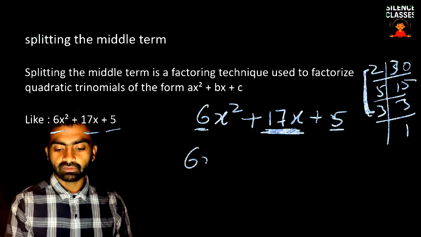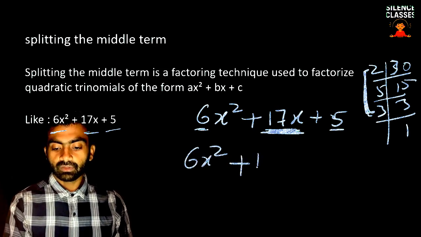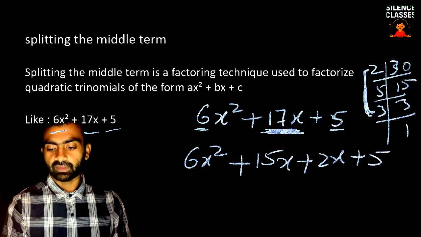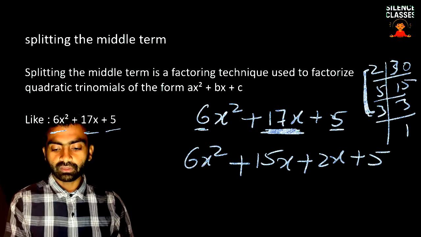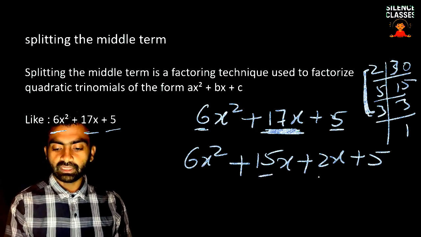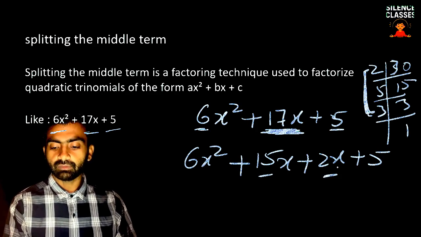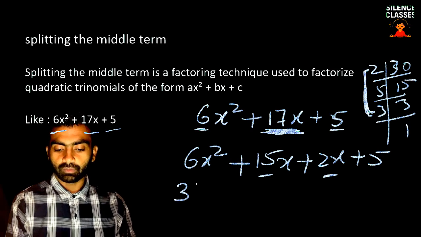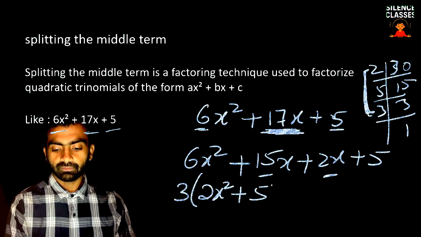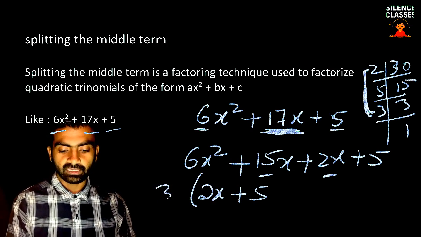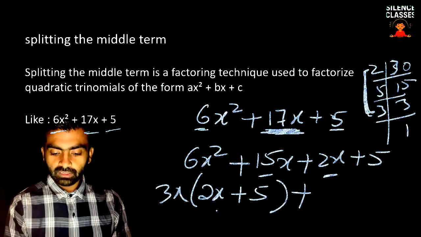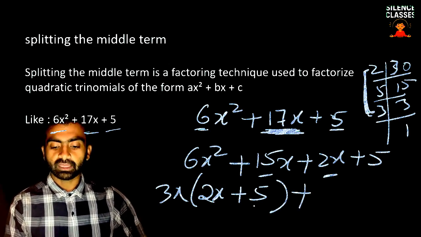So we can write it down as 6x square plus 15x plus 2x plus 5. Why? Because you can check, 15 plus 2 we will get 17, and 15 multiplied by 2 we will get 30. So we can take 3 as common, so we will get 2x square plus 3 5s are 15. We can take 3x as common, so 2x plus 5 we will get, and plus in the bracket what we will get is 2x plus 5.